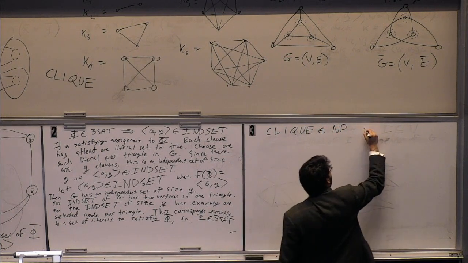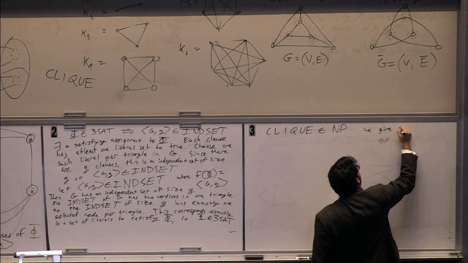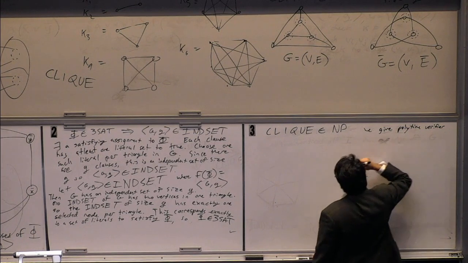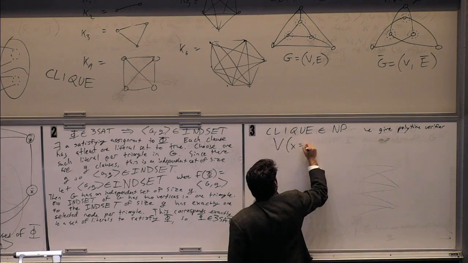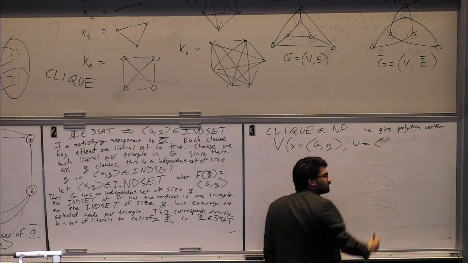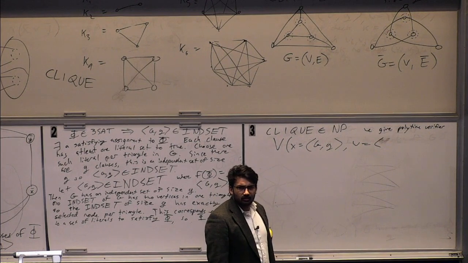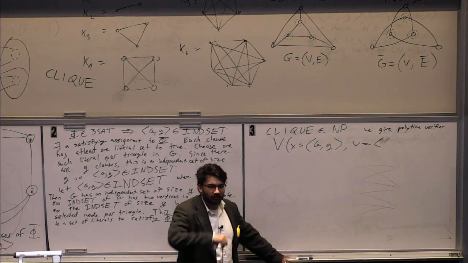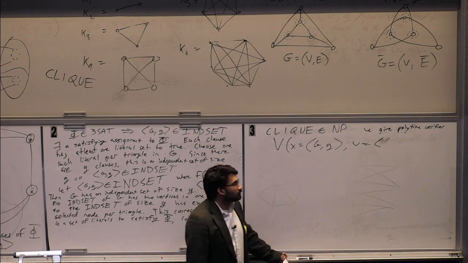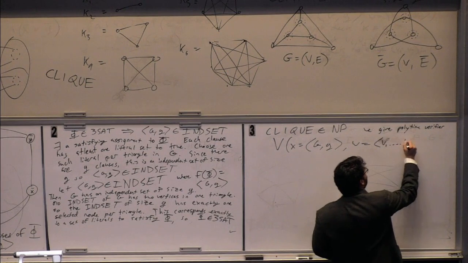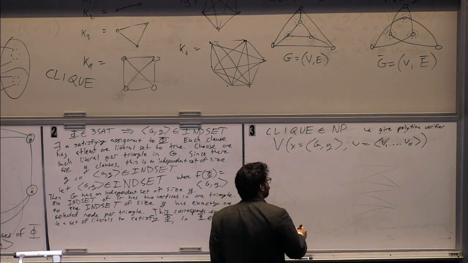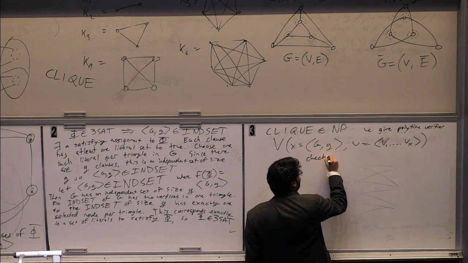We give a polytime verifier V. On input, the problem is going to be a graph G and a number K, and the witness is going to be what? What's the witness to a polynomial time verifier for clique? Yes. So we'll choose a set of vertices. Well, we won't choose it, but somehow it's given to us. It's basically the same verifier as for independent set.